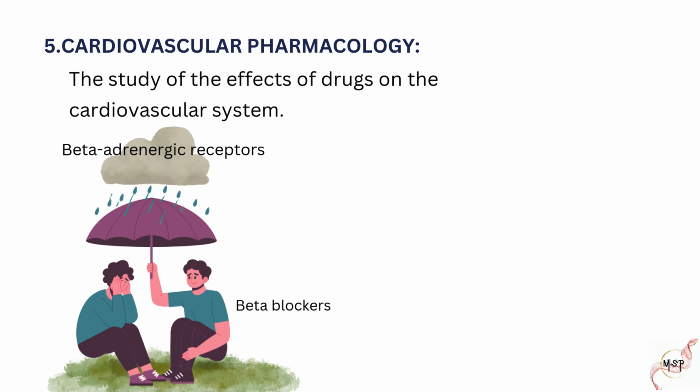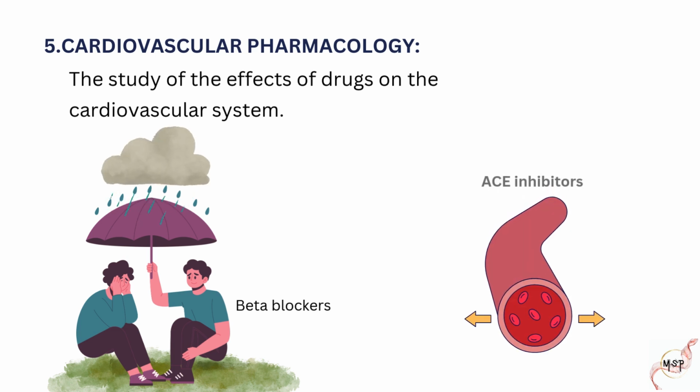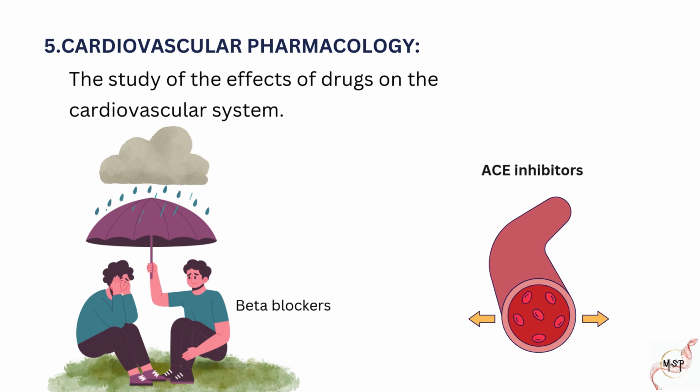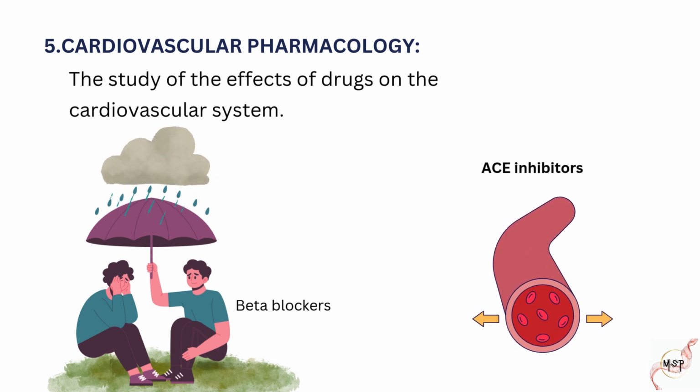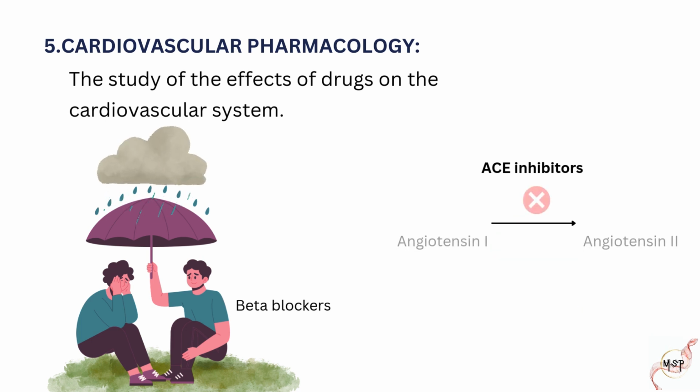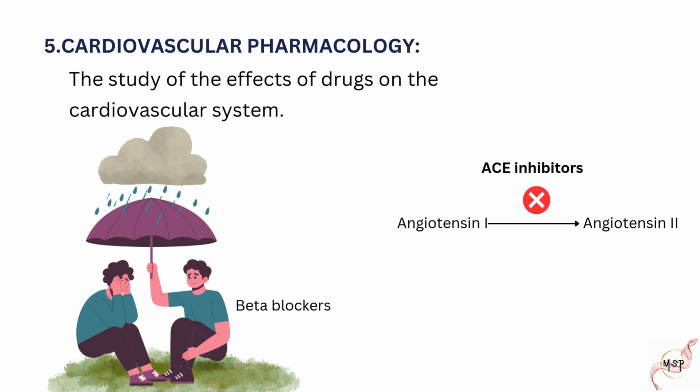Next, we will discuss ACE inhibitors, or angiotensin converting enzyme inhibitors. These drugs target the renin angiotensin aldosterone system, a hormonal system that plays a key role in regulating blood pressure. ACE inhibitors block the conversion of angiotensin 1 to angiotensin 2, a substance that narrows blood vessels. By doing so, they relax blood vessels, lowering blood pressure.